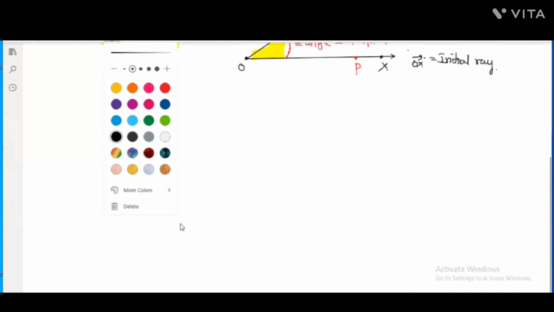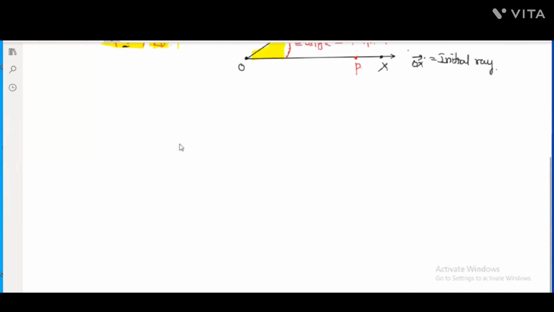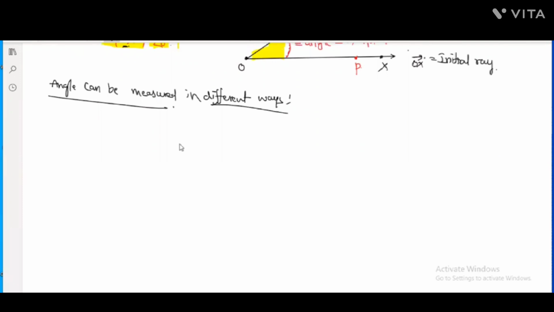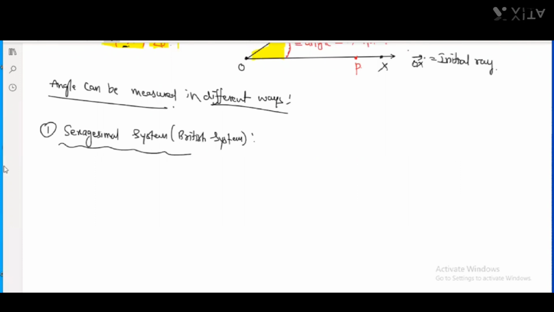Angle can be measured in different ways, majorly in three ways. Generally what we use is degrees. In the different systems, the first system is the sexagesimal system, which is also called the British system. In the sexagesimal system, angle is measured in terms of degrees.